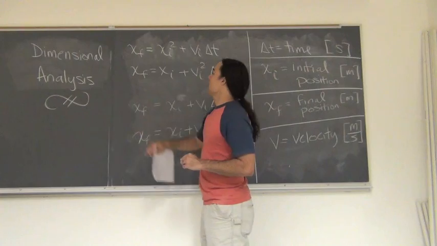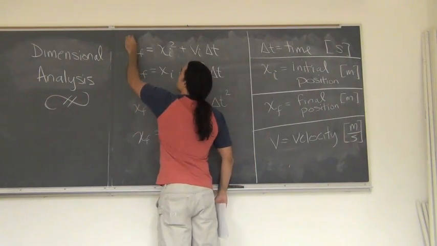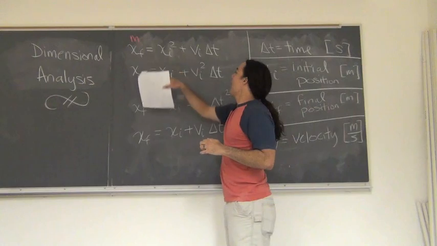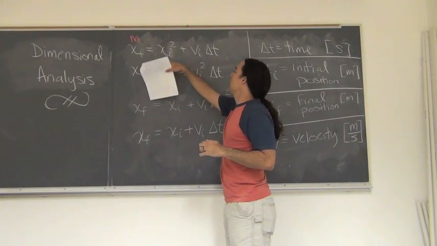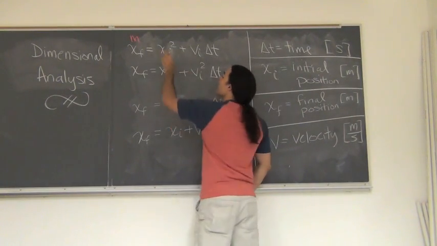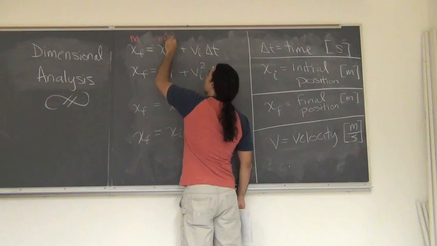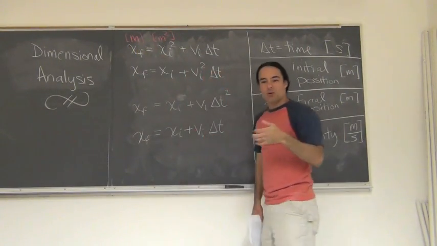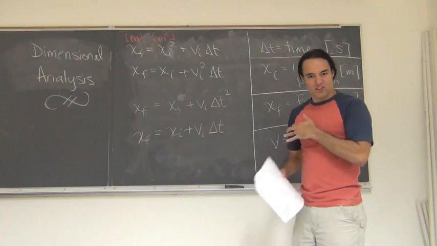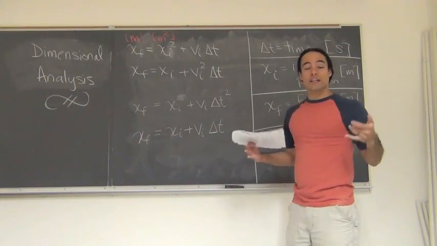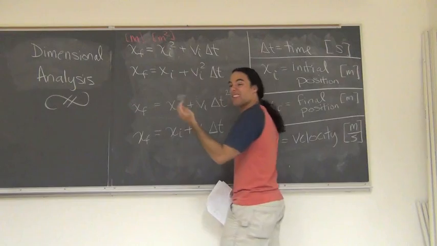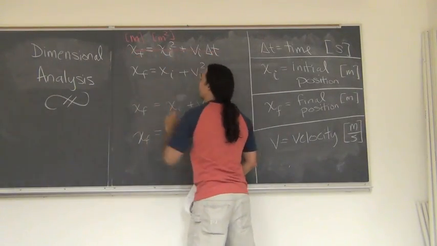So starting off here, I know x is in meters. I know x initial is in meters. When I square it, I'm going to get meters squared. So I have meters has to equal something in meters squared plus something else. Well, I already know that can't work. Can't have meters equal to anything with meters squared, so that guy's out.